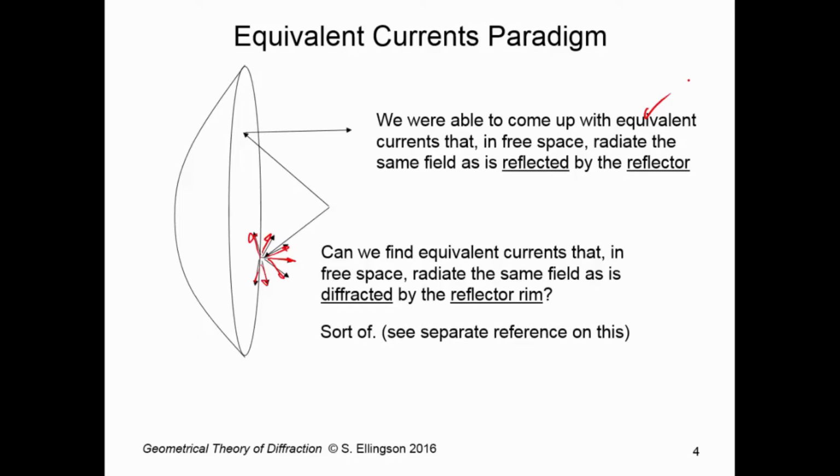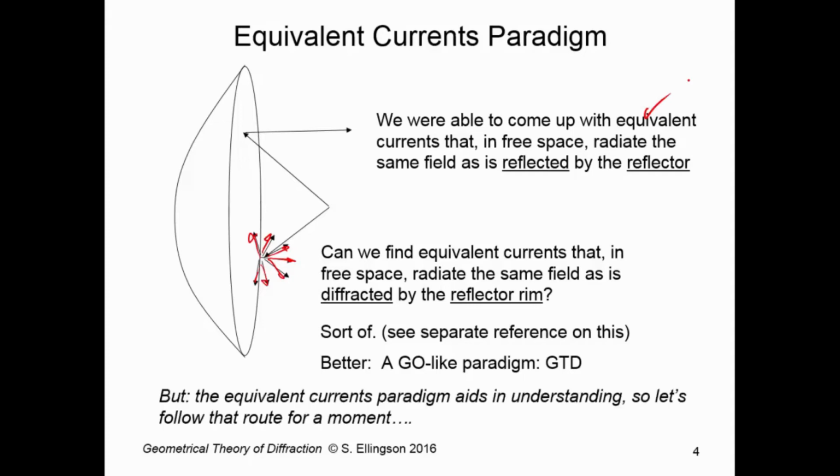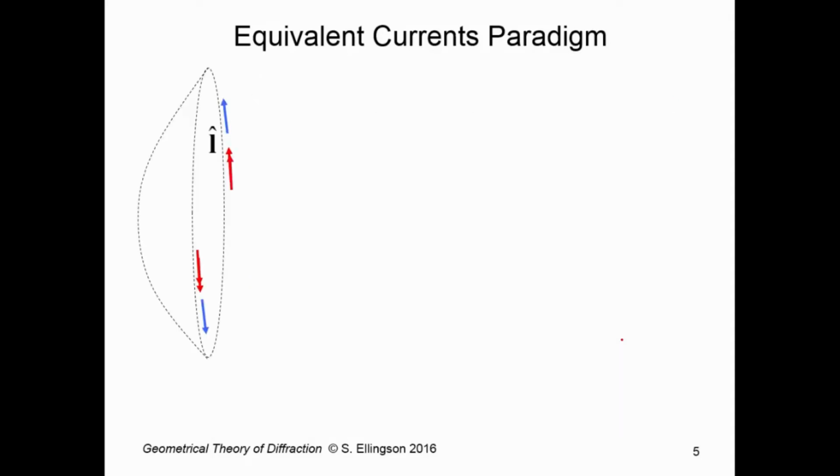Well, the answer is sort of. We can do it, but it's difficult to do it well. A better thing to have here would be a geometrical optics-like paradigm, and that's what GTD is. So we really want to get to the geometrical optics-like approach, but the equivalent currents paradigm aids in understanding, especially this issue of diffraction points and how to select them. So let's follow that route just for a moment.